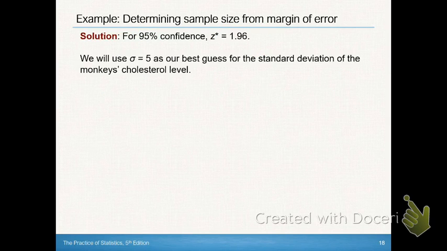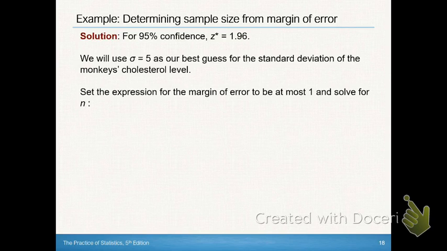Again, from past studies, we know that we have a standard deviation of 5, and our margin of error is going to be 1, and we're going to solve for n. So we're taking our values and plugging them into our formula and solving for n.